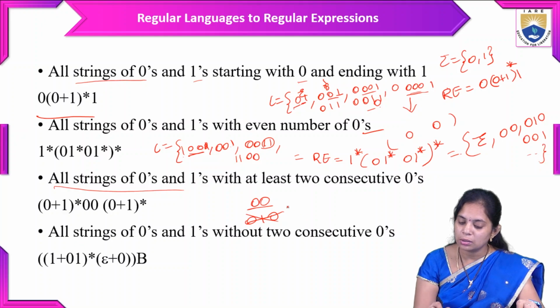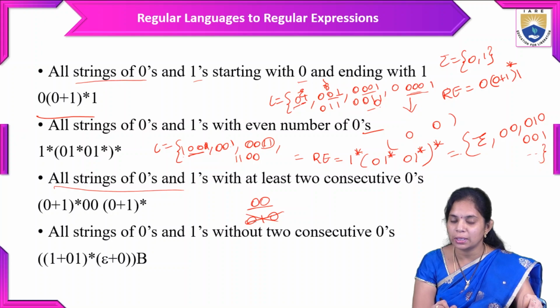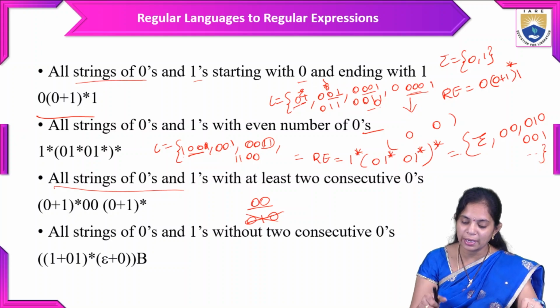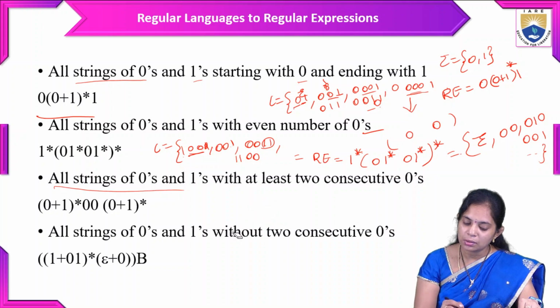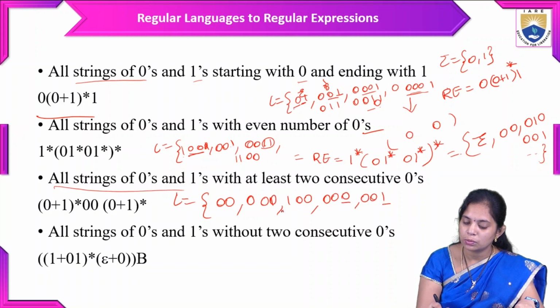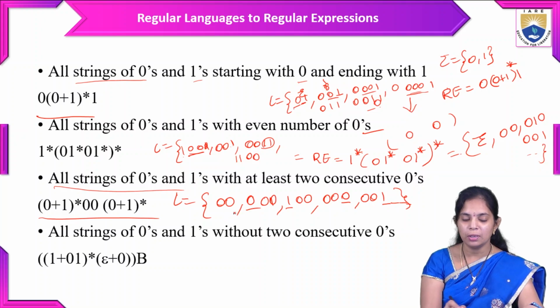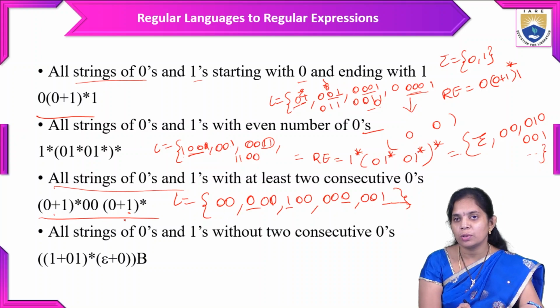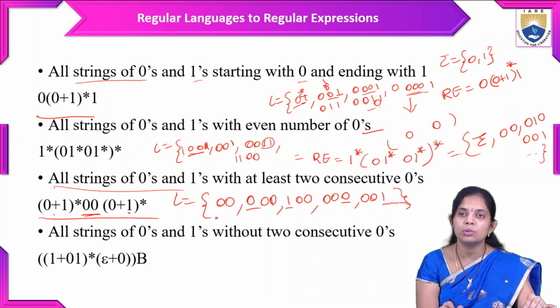At least, in the sense, we must write 2 zeros in that language, whether it starts with 0 0, or starts with 0 0 1, and also it can end with 0 and end with 1 also. Here, for the starting and ending, we have already discussed the regular grammar. For the starting and ending we have 0 plus 1 whole star, and in between these 2 consecutive zeros are there.